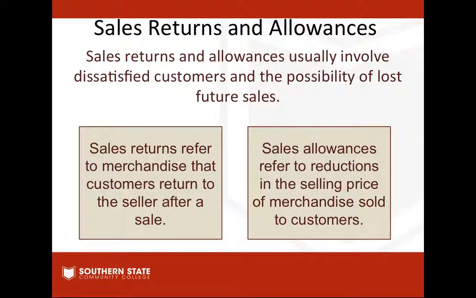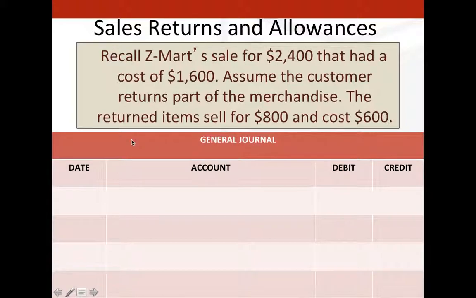So two things can happen. If a customer brings back merchandise, they just don't want it anymore, so they bring it back to us, and we have to learn how to account for that. And then also, maybe the customer is just unhappy with the merchandise. They don't really want to bring it back, and maybe we could just give them an allowance, a little break on the price, or give them some of their money back, or take some of the bill off of their receivable. So those are the two scenarios. They're handled exactly the same from an accounting standpoint. So let's take a look here.